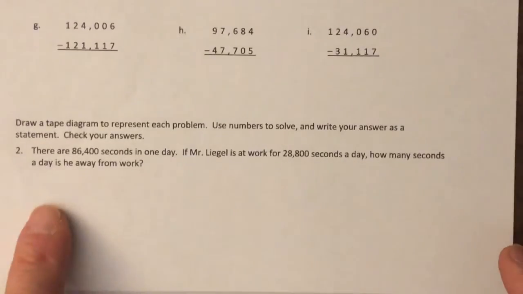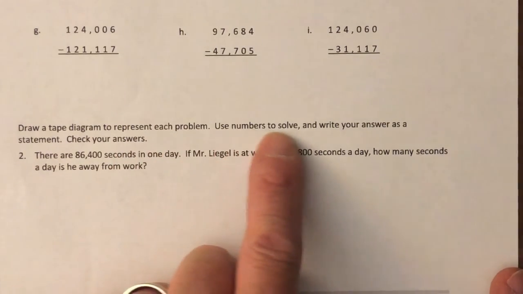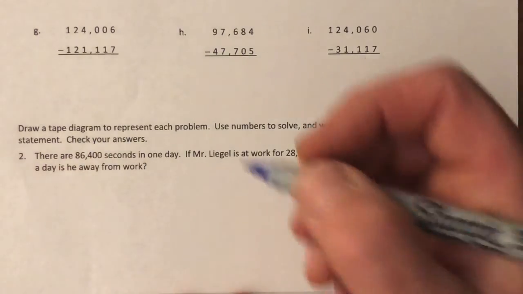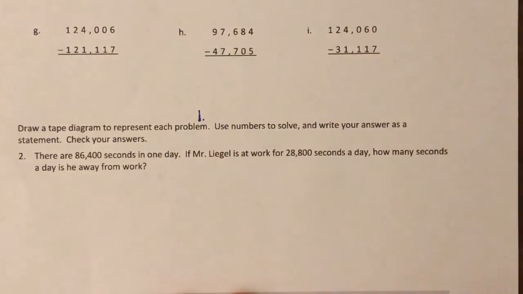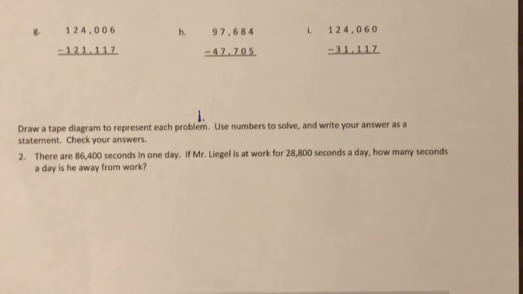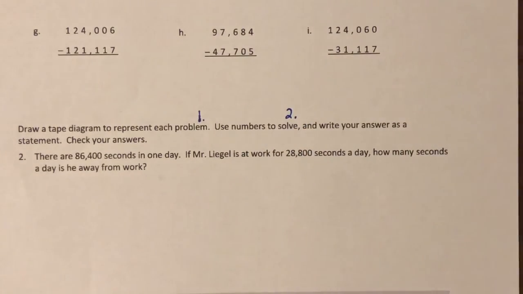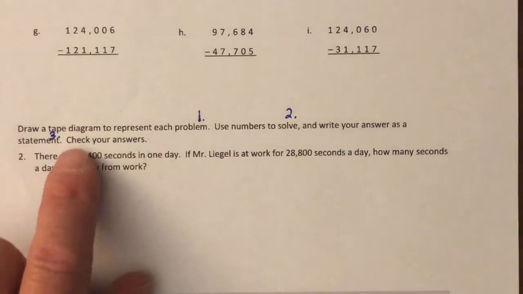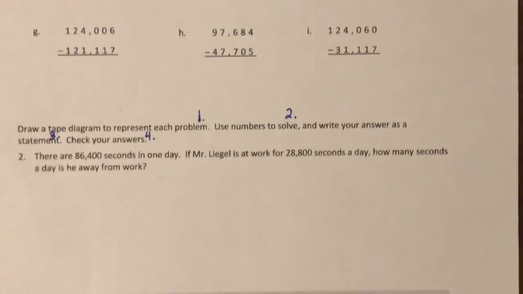So here we go. It says draw a tape diagram to represent each problem. Use the numbers to solve and write your answer as a statement and check your answer. So it looks like we've got 4 things to do here. The first thing I need to do is draw a tape diagram to represent the problem. Represent means show. Use numbers to solve. That's the second thing I need to do. And write my answer as a complete statement. That's the third thing. And finally, it says to check my answers. That's the fourth thing I need to do. So 4 things I need to do right now, okay?